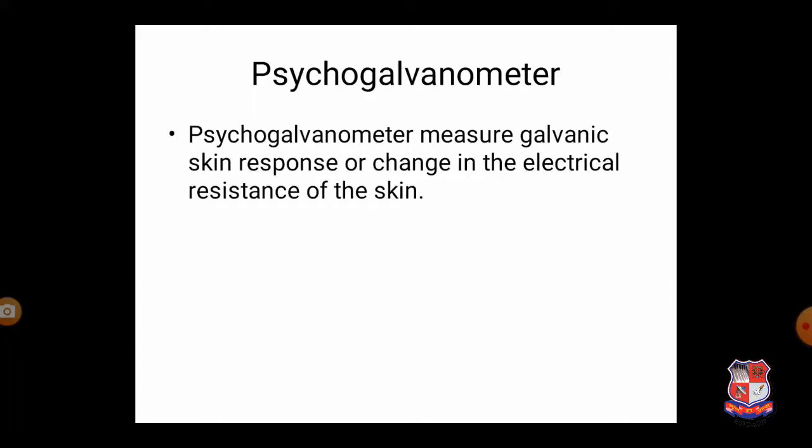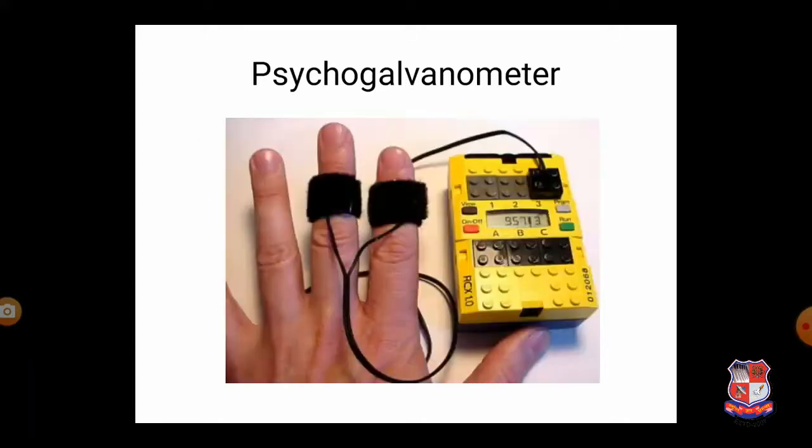Next, let's talk about the psychogalvanometer. The psychogalvanometer measures the galvanic skin response, or the change in the electrical resistance of the skin. Let's say, for example, there is some excitement: just assume an India and Pakistan match, and on the last ball India needs 6 runs to win. In this case our heartbeat and our blood pressure increase. So this psychogalvanometer measures the change in our heartbeat and the change in our blood pressure. This is known as a psychogalvanometer.